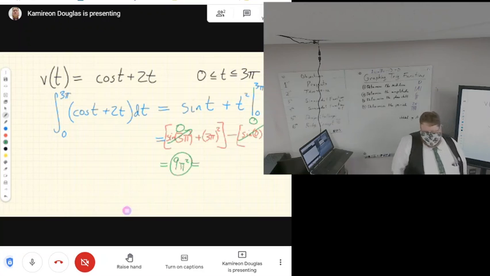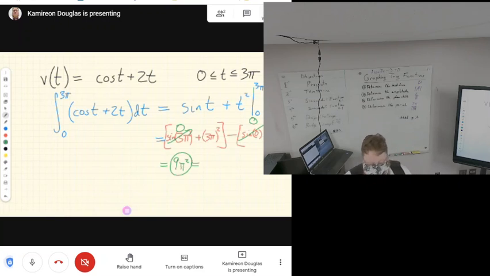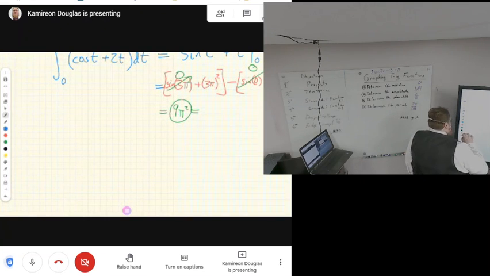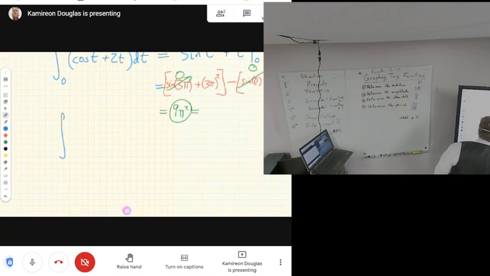Question so far. We've determined the displacement, how far it has moved from the beginning to where it finishes, not the overall distance, just the displacement. What's the major change that turns us into a distance problem? Absolute value. We did this exact same problem, but now instead of doing it with just the integral, we're going from 0 to 3 pi, the absolute value of cosine of t plus 2t dt.